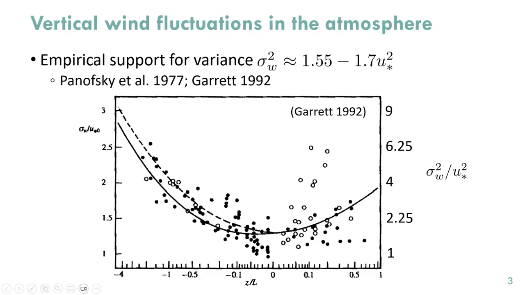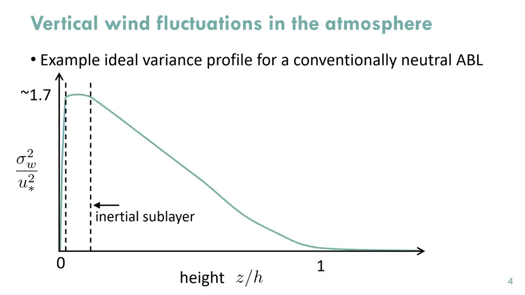In Garrett's textbook, you have this figure showing that in the neutral limit, where z over L is equal to 0, you have a large scatter of data points where the variance is somewhere between 1 and 2.25. So there's a lot of uncertainty, but the average of those is somewhere in this finer range of 1.5 to 1.7. It is also helpful to look at how the variance changes with height above the surface.